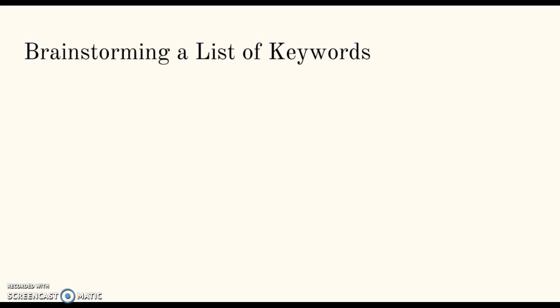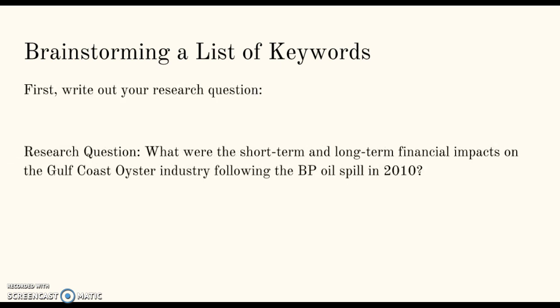Brainstorming a list of keywords can be a good way to start. Let's say you're interested in writing about the oil spill that happened off the Gulf Coast in 2010. You decide that your research question is, what were the short-term and long-term financial impacts on the Gulf Coast oyster industry following the BP oil spill in 2010?